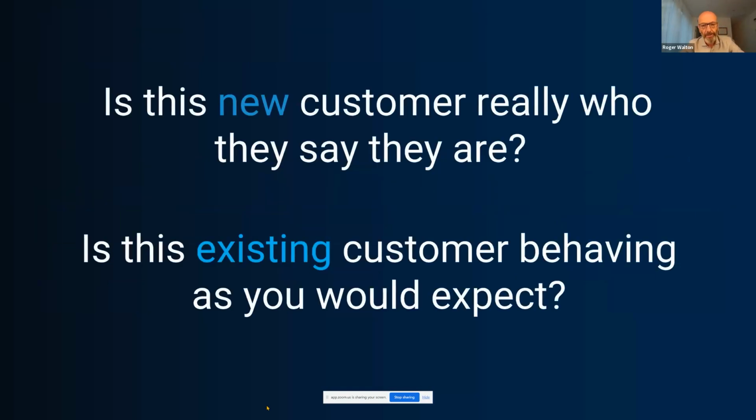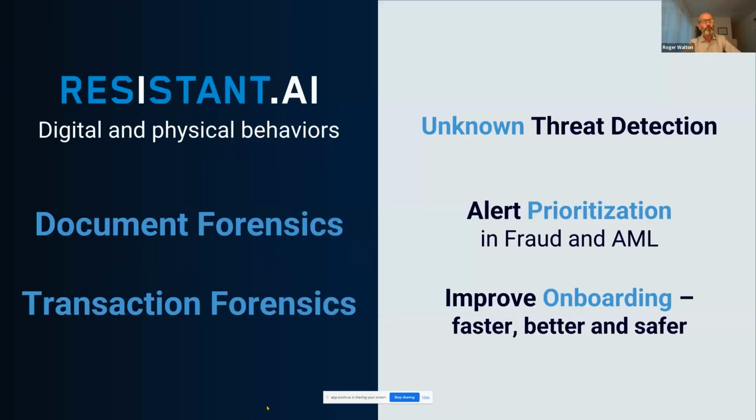The challenge here is this new customer that you're onboarding, is this somebody that you know? Is it who they say they really are? And is this existing customer behaving in the way that you might expect? Are they behaving in the way that they say they would be, or their peer group might be, or their actual historical activity might be?